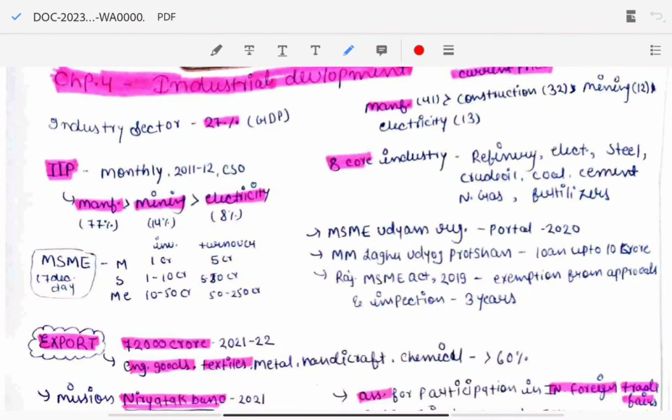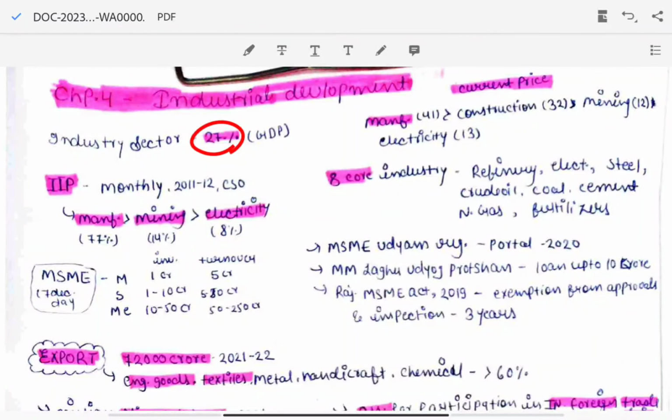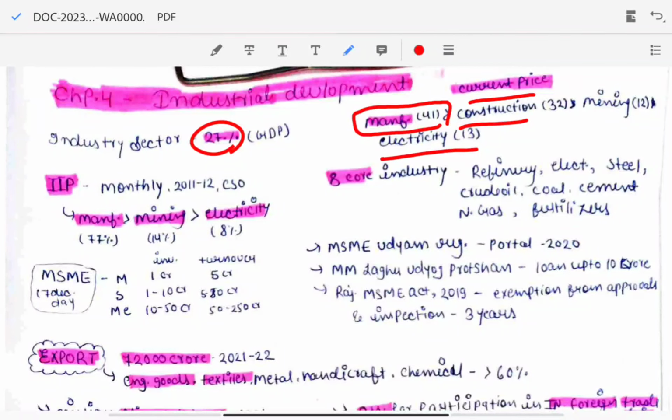Okay, so as you know, in chapter 1 we have seen that the contribution of industry in the GSDP of the state is 27%, and if we see the particular subdivision of the activities under this, at current price, manufacturing is the most contributing one, then construction, then electricity, and then mining, right? Then we have IIP, that is an index, we have already seen that. In IIP, the weightage of manufacturing is 77%, of mining is 14% and of electricity is 8%.